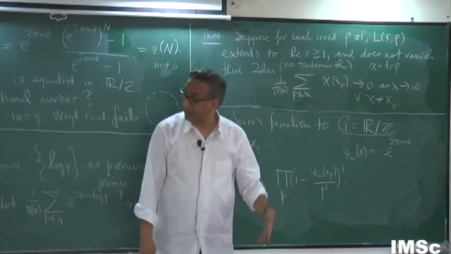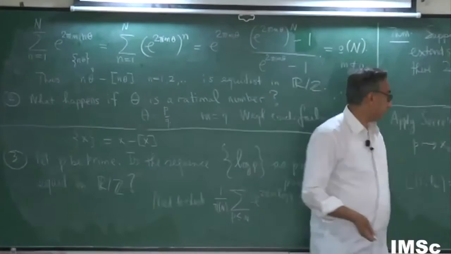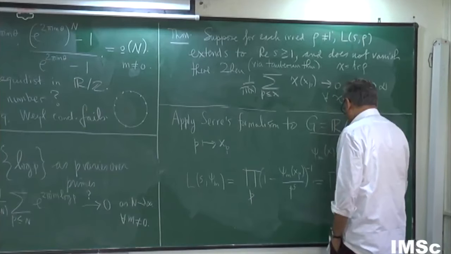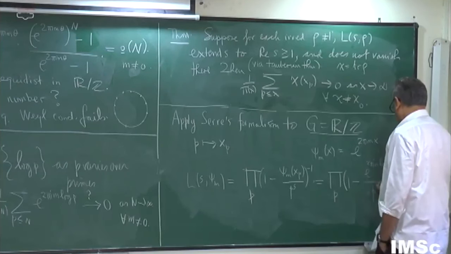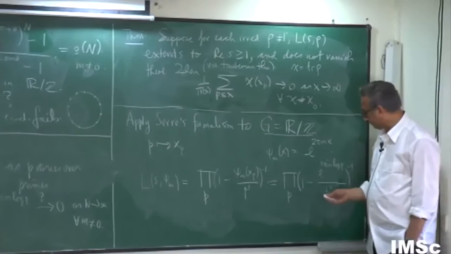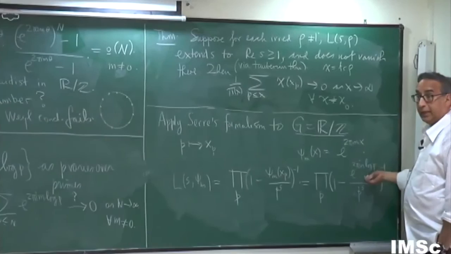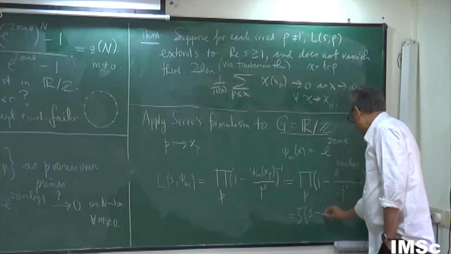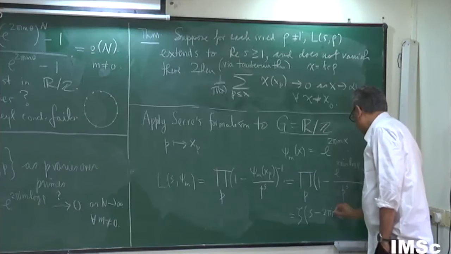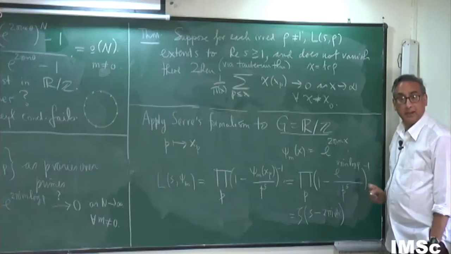So let's look at our sequence. Our sequence is p goes to log p. So our L-function in this case is simply the product over p of 1 minus e to the 2 pi i m log p over p to the s, inverse. Now, e to the log p is just p, right? So this looks like a familiar object, doesn't it? It looks like the Riemann zeta function. This is the Riemann zeta function at s minus 2 pi i m.